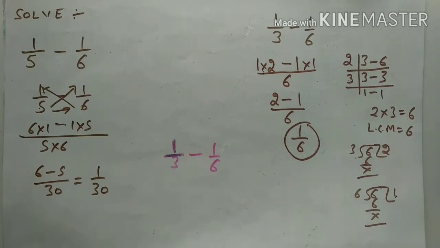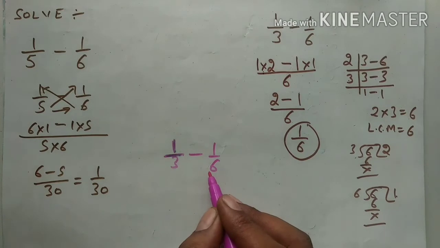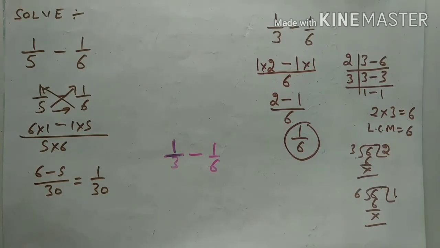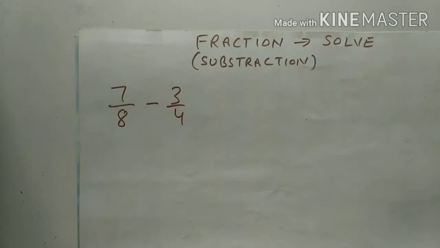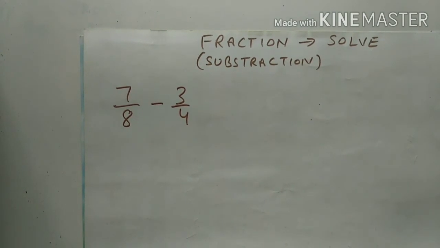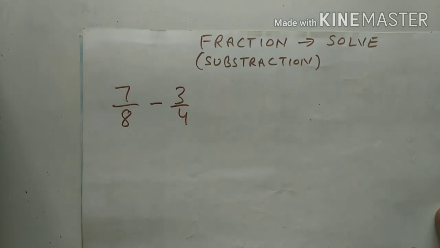Minus 1 by 6. Okay, so if I do cross multiplication then I will multiply. Now the next question is 7 by 8 minus 3 by 4. Now student, I will explore some concept regarding LCM. Okay, so I will solve this question with two methods, but you will learn some other facts in this question.